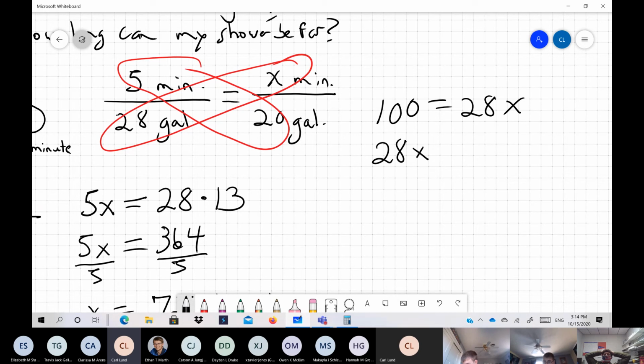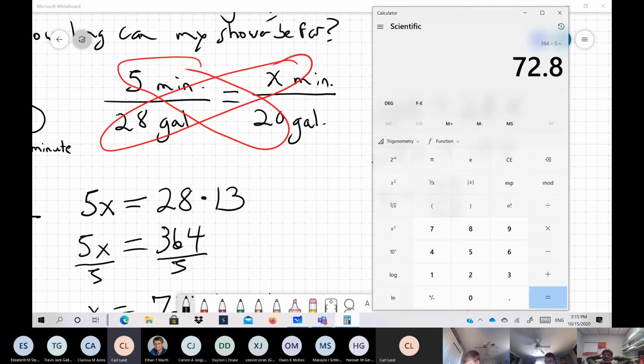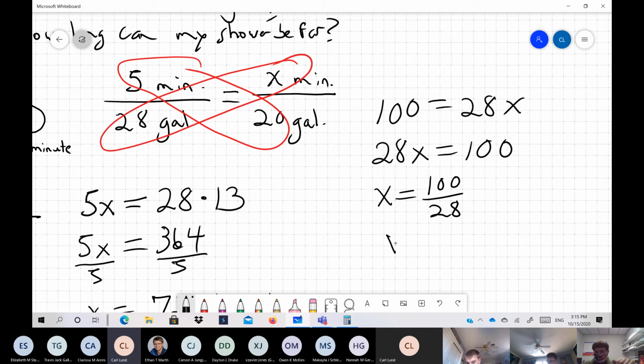I'm just going to rewrite this in the typical order because that's what I'm used to. We get x is 100 over 28. And again, it doesn't make sense for our number of minutes to be an improper fraction, so we will estimate this to a lovely repeating decimal. We'll say it should be about 3.57 minutes. Actually, we'll say it should be about 3.6 minutes.